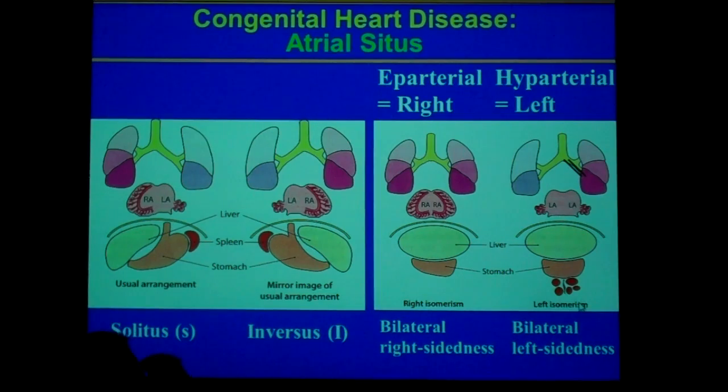The feature of the left side is the spleen, presence of spleen, right? So you have multiple spleens. This is also called polysplenia syndrome. Okay? Asplenia, spleen absent, what infection will be common?